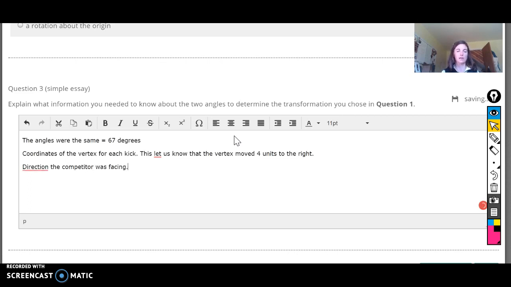Because it didn't change in the first 2 points there, we knew that it was a translation. When the direction that she was facing changed, then we had a rotation.